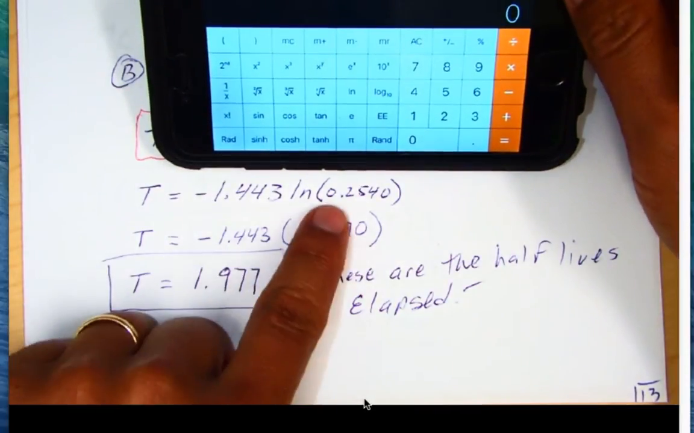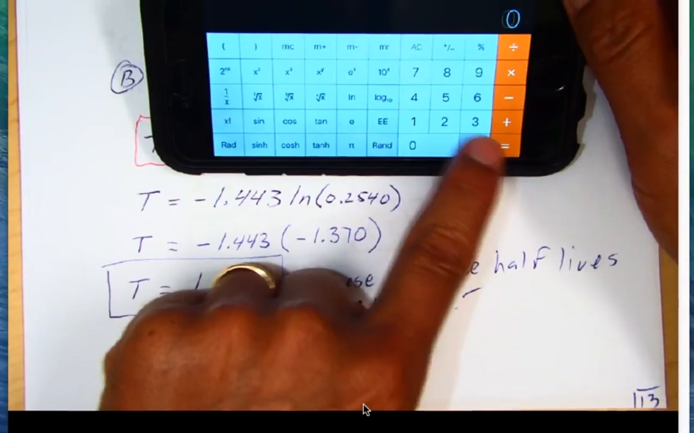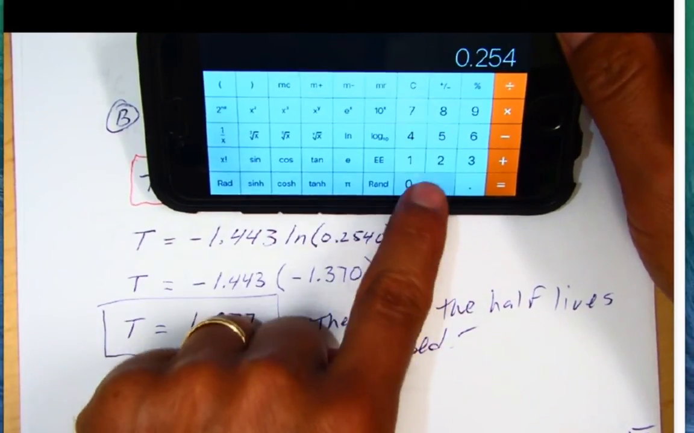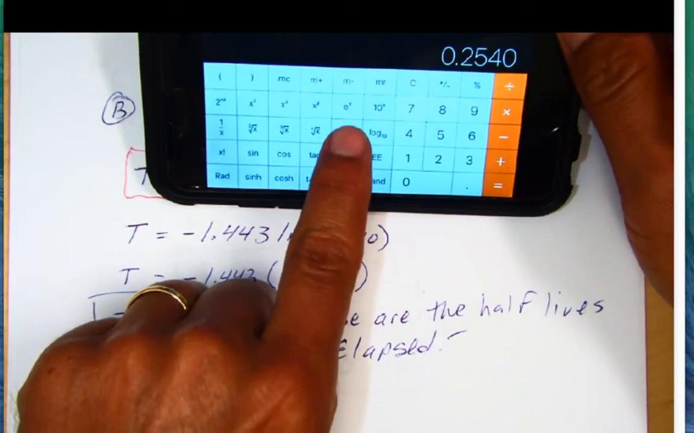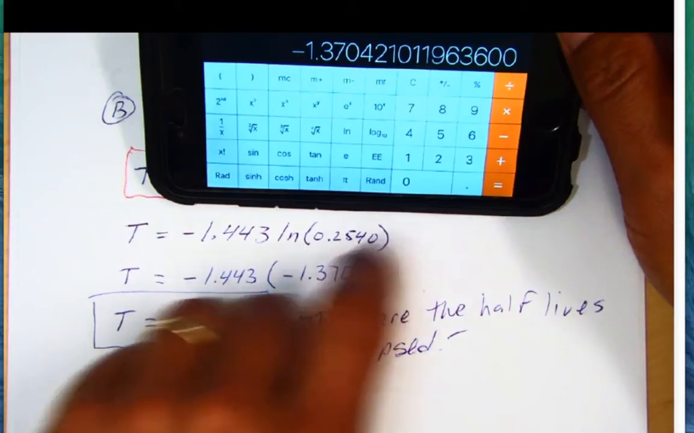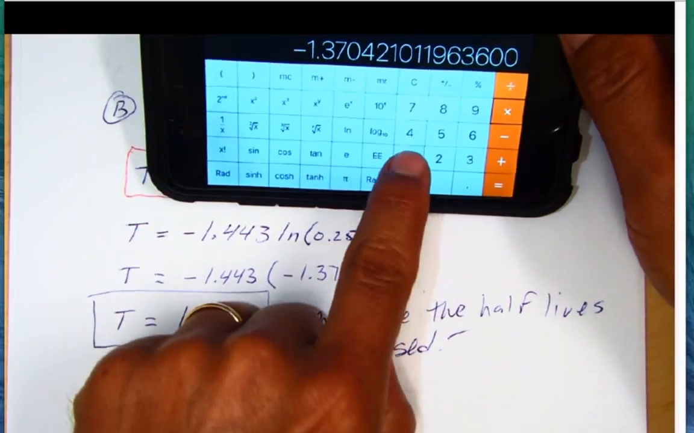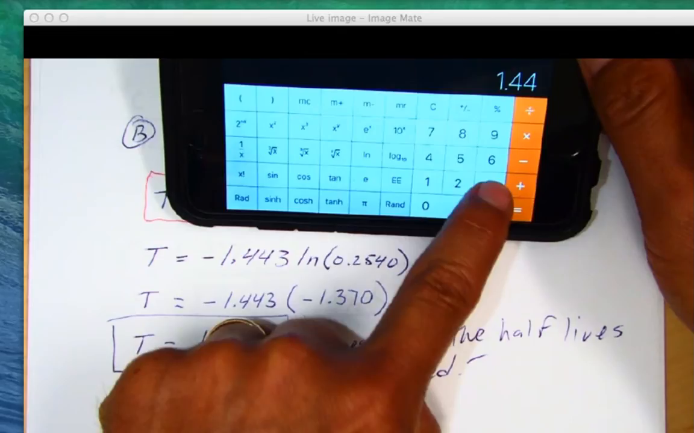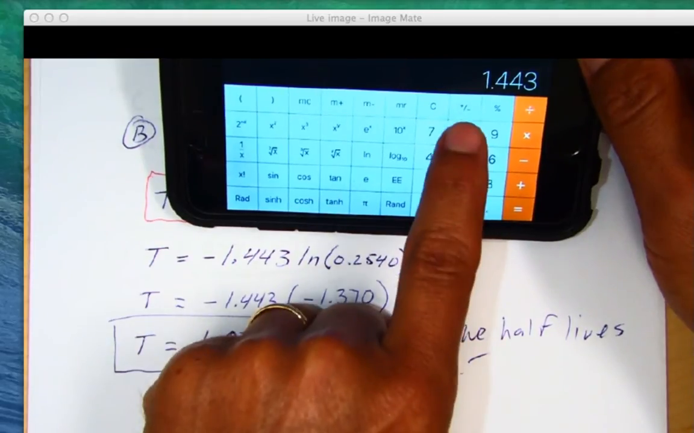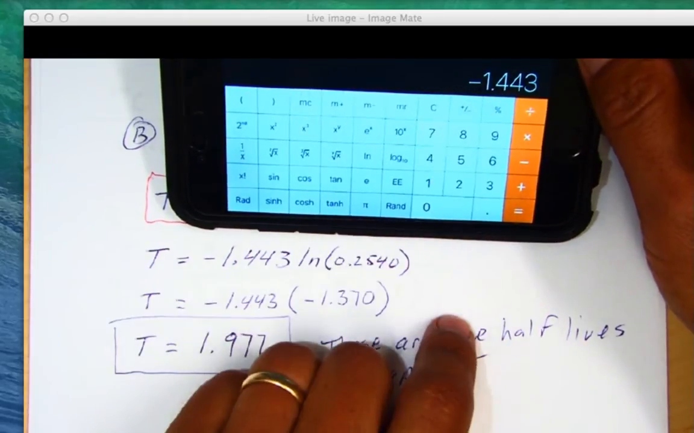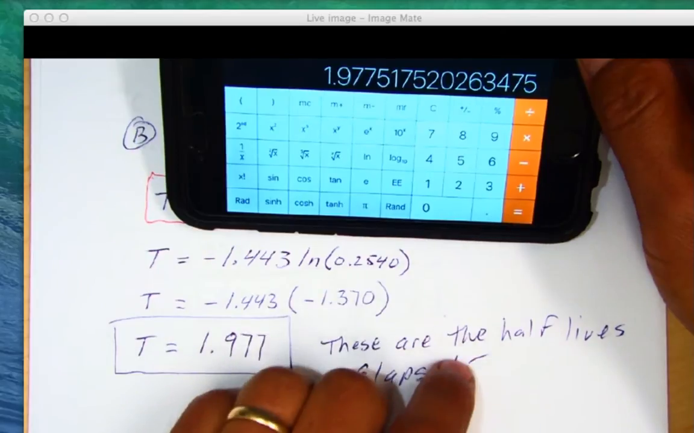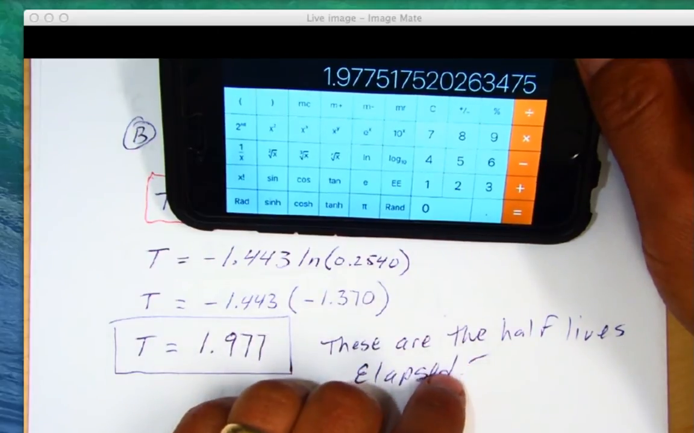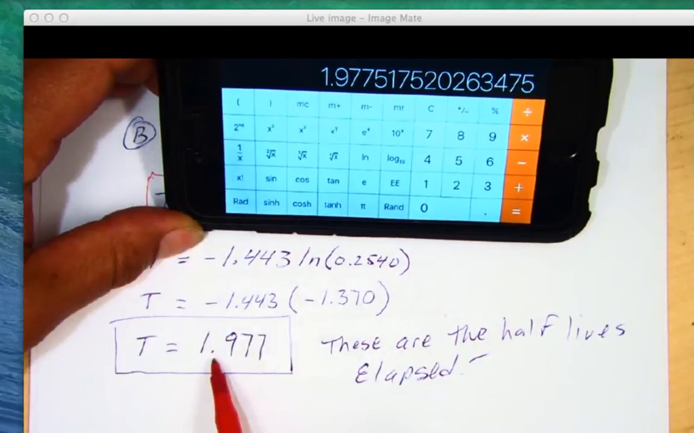So remember, we had 0.2540, and then we want to take the natural log of it, and then I want to multiply that by 1.443, but it's negative, so see that plus-minus, I hit that, so it makes it a negative, and then it's 1.97, a bunch of numbers. Remember, we only have 4 significant figures, so 4 significant figures is what I'm using there. So these are the number of half-lives that have elapsed.